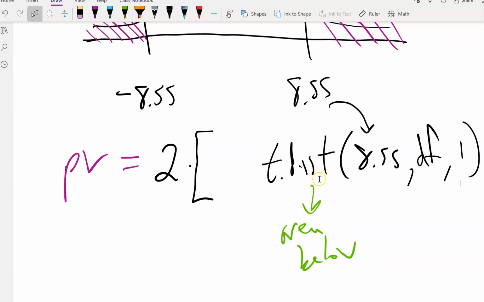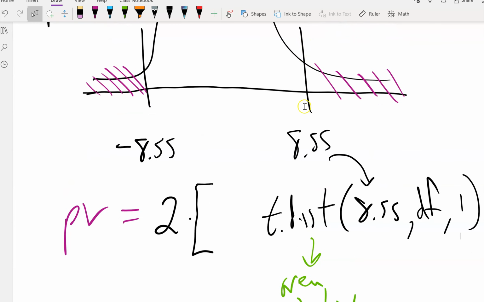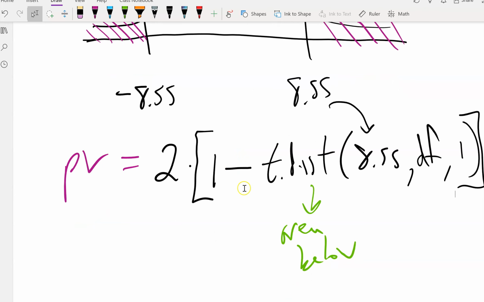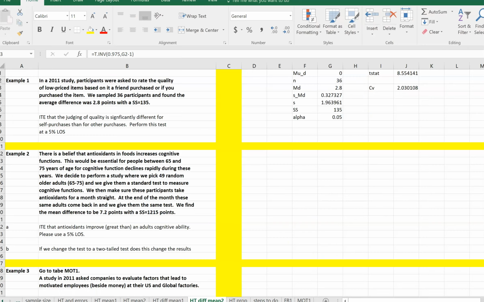Now see what t-dist does, it says, you give me the bar, I'll find the area below. Understand, that's not what I want. Again, t-dist finds the area below. So if I want the area above, I'm going to do 1 minus. And that's how I tweak it to get my right answer. Multiply by 2 gives me both sides. And so that's what I'm going to type into Excel for this question.